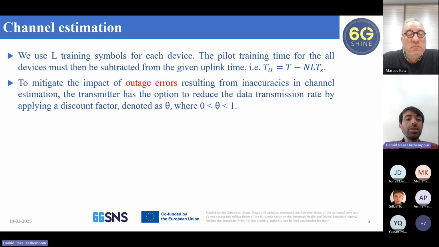Moreover, we should consider the outage errors for our results. We define a discount factor denoted by theta that is between 0 and 1. This discount rate is used to reduce the rate so that we have an acceptable outage at the end.